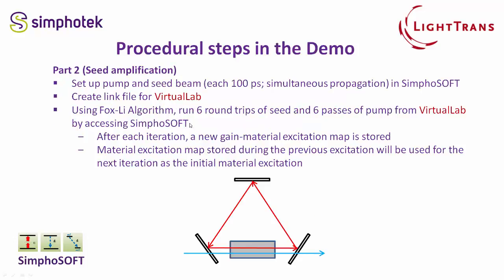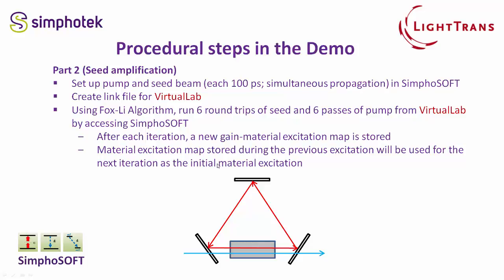The second part of the procedure is the seed amplification. In this case, we set up two beams, a pump beam and a seed beam. They're each going to be 100 picoseconds, or a tenth of a nanosecond, long, and they're going to be propagating simultaneously through the gain material. We're going to set this up in SimphoSOFT, and again create a link file for running SimphoSOFT from VirtualLab. We're going to use a Foxley algorithm and run 6 round trips of the seed and 6 passes of the pump through the gain material.